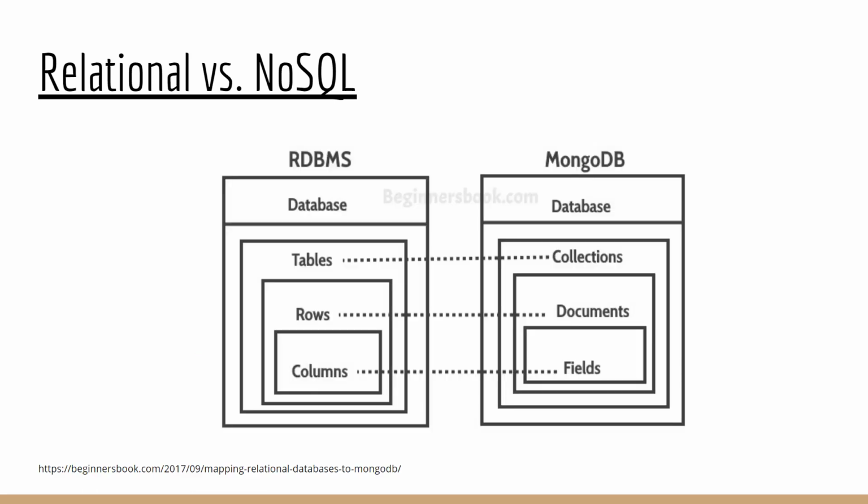And this figure shows you the differences between the terminologies in relational database and non-relational or NoSQL database. At the top we have the database itself, and then we have tables in relational and collections in NoSQL. And then we have rows and we have documents in NoSQL. In relational we have columns, and in NoSQL we have fields. So I hope this clears the differences between relational and NoSQL.